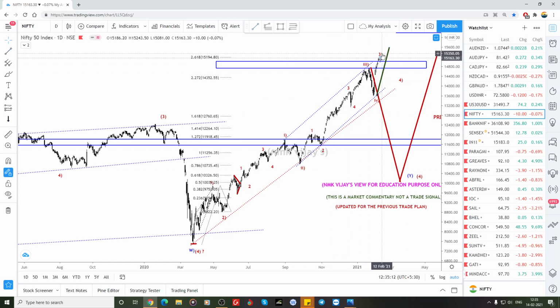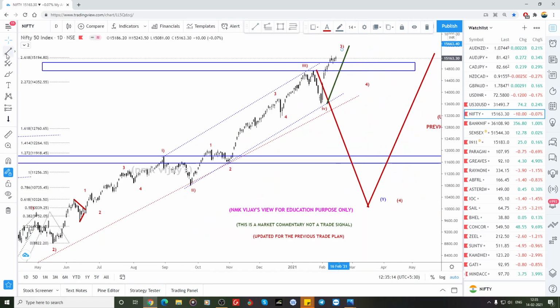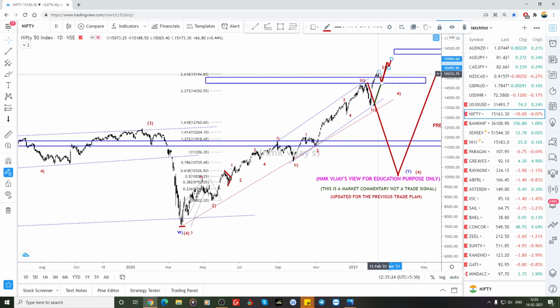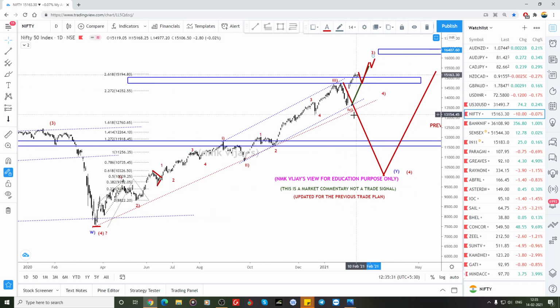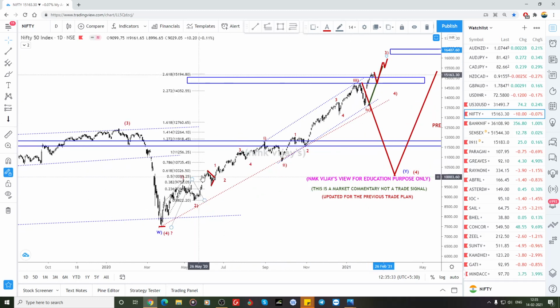So this fifth wave also, what I said, this could be again a small three-wave structure, and again it can go high, making three-wave, five-wave structures. So that could be the end of that fifth wave also. After that five-wave structure, that could be the end of the third. So it keeps going on like this.